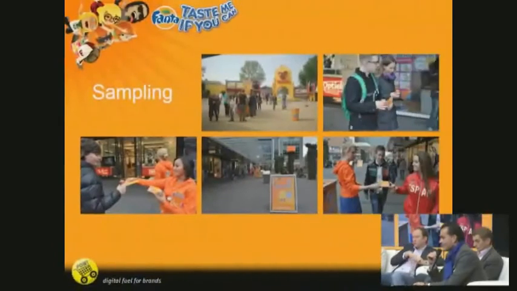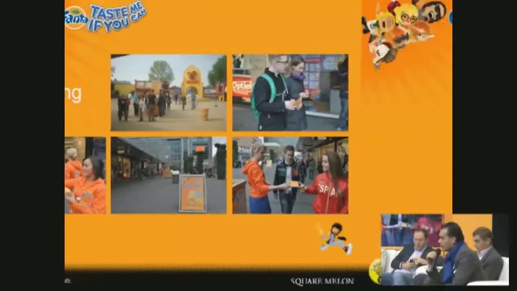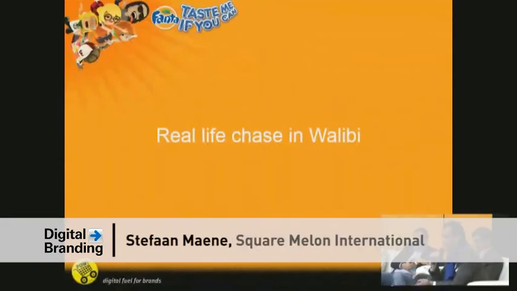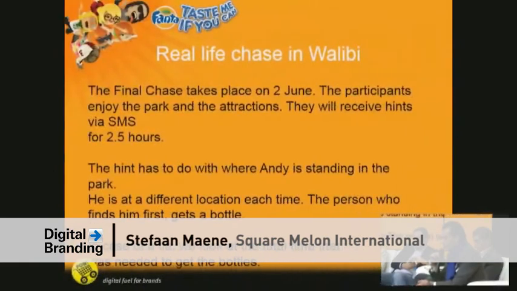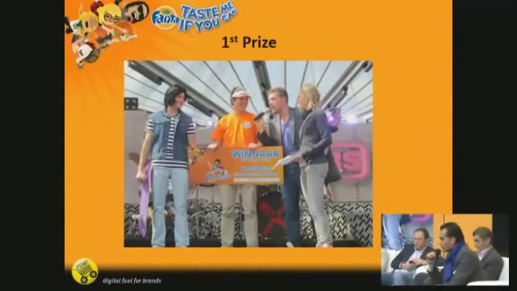There's too many slides. What we did as well is we had the offline. As Carmella, we're not only a digital agency, we're also an experience marketing agency, and we really tried to bring them together. We had the sampling of the Fanta product, and there people were also told they could get a bottle or win something. Real-life chase and Walibi in the end. Walibi is a fun park in Belgium where the winners could go, and they would receive instructions via SMS. So it was a real-time chase, which was good. So this is the winner. Won a 4,000 euro prize for Fanta. Then we had the second prize and third prize. So they all got a prize.